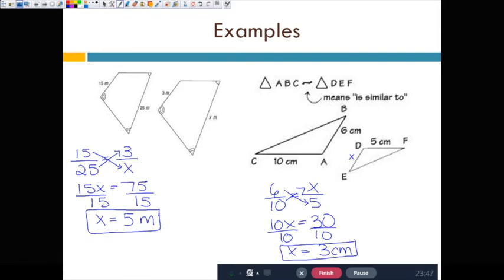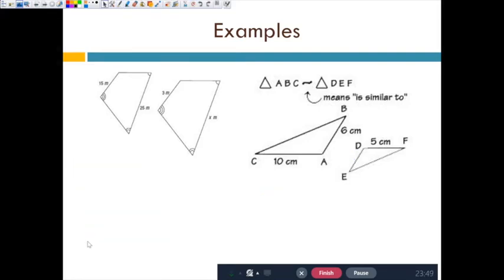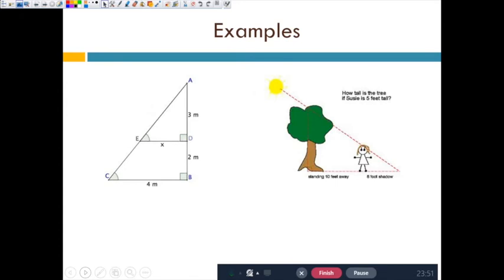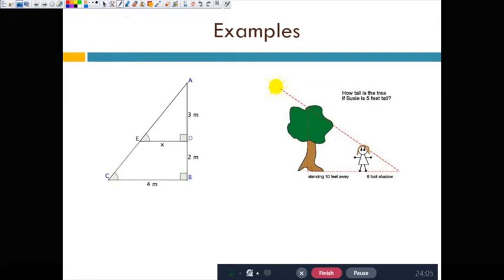Okay, let's try the next one. So, I have two triangles inside here. I have a small little triangle and then a big triangle. Okay, I'm looking for this side here, my x. So let's set up my proportion for my big triangle. I'm going to have 4, right? Then what is going to be my length here? 5, because it's 2 plus 3, so it's going to be 5.